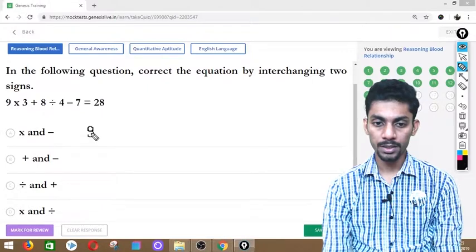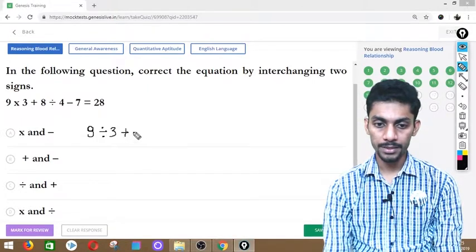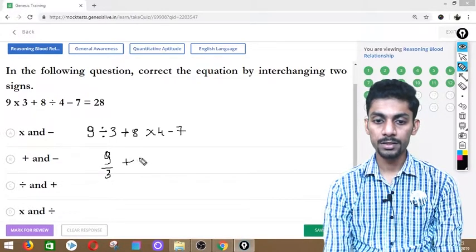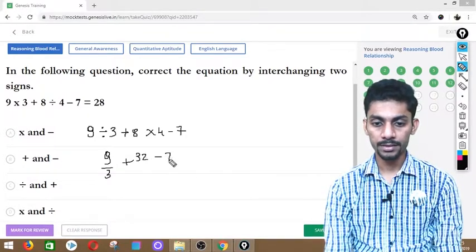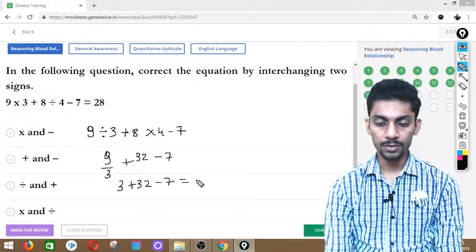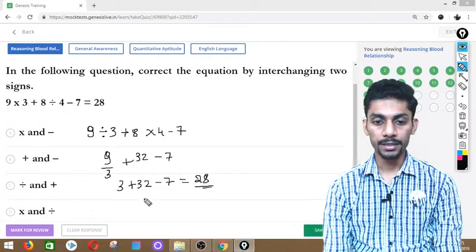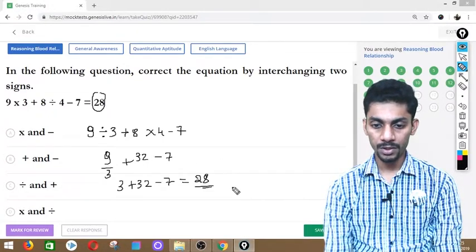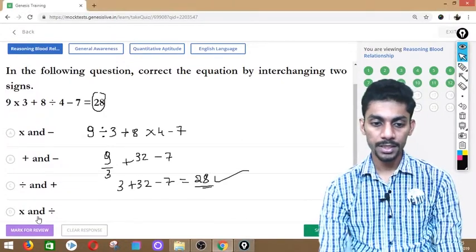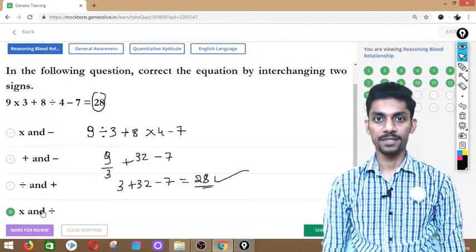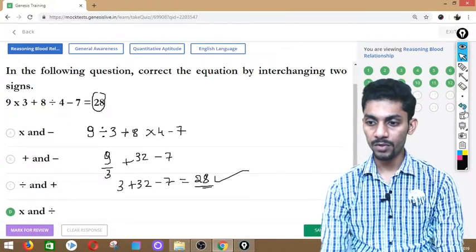Let's check that too. 9 divided by 3 plus 8 into 4 minus 7. So 9 divided by 3 plus this is how much? 32, right? Minus 7 we have. So this is 3 plus 32 minus 7. This is 35 minus 7, which is 28. So we got 28 here. So the answer is option D. We have to interchange multiplication and division. Clear? Yes. We'll go for the next one.